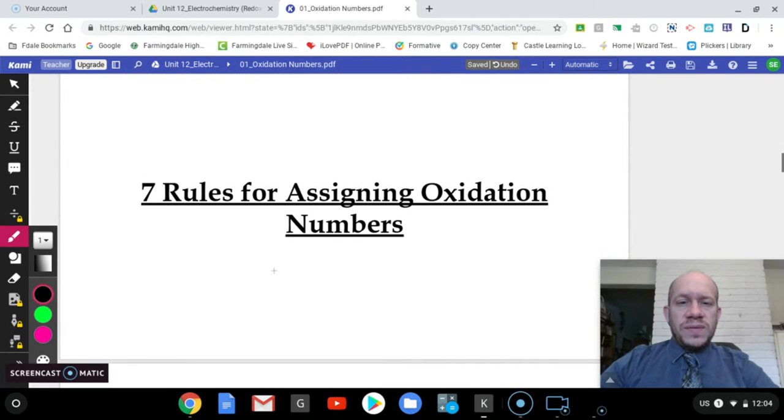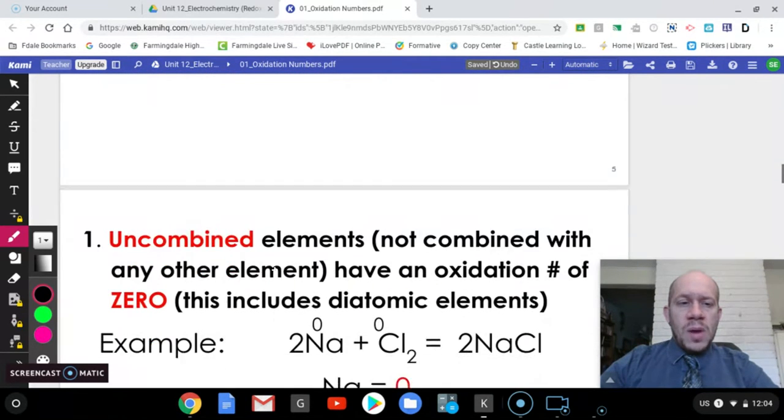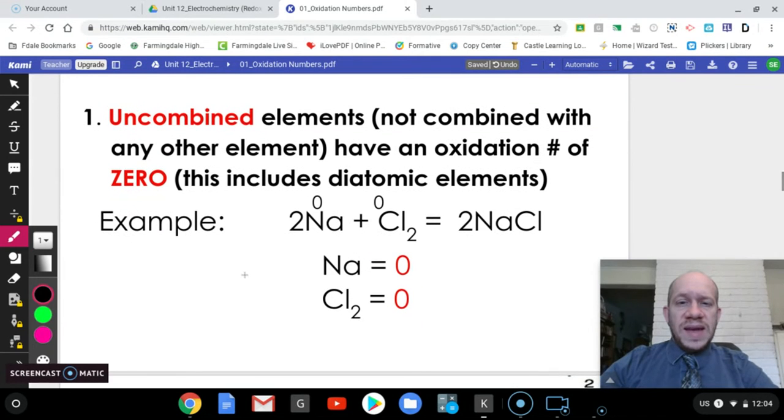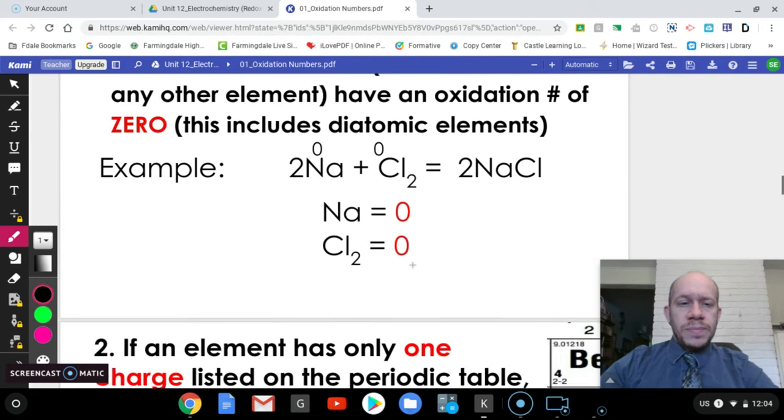So there are 7 rules for assigning oxidation numbers. 1. Any uncombined elements, not combined with any other element, have an oxidation number of 0, and this includes diatomic elements. So for example, in this formula where I add sodium and chlorine together to produce sodium chloride, both sodium and chlorine have an oxidation state of 0.